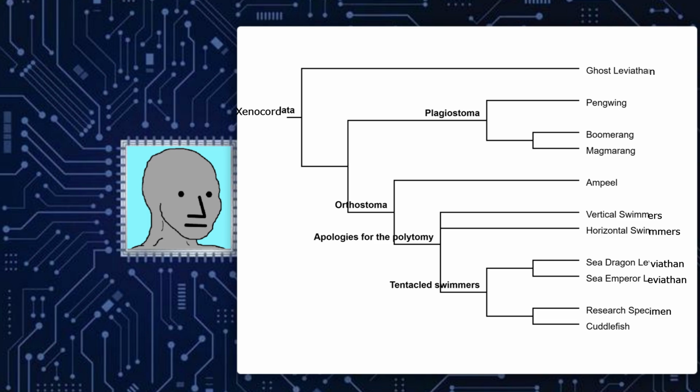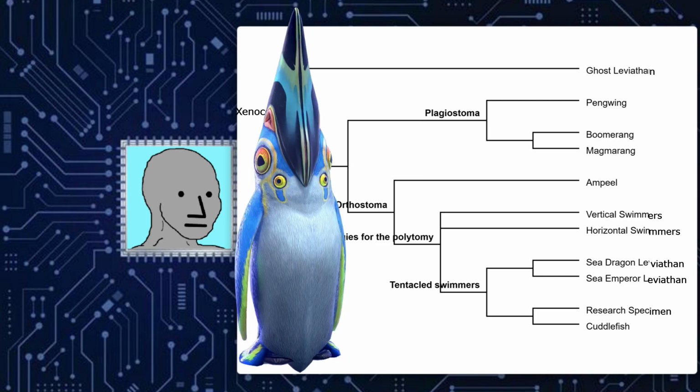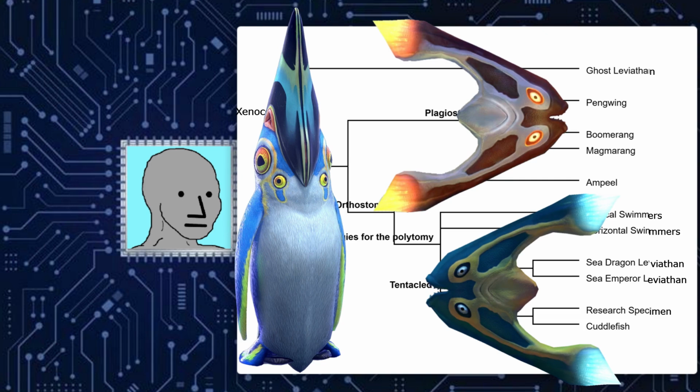I have never seen a single instance of an animal evolving sideways jaws from upright ones or vice versa, so I assume that they evolved only once, with all creatures with similar jaws forming a monophyletic clade. Starting with a plagiostoma, we've got the penguin but also the boomerang and magmarang.